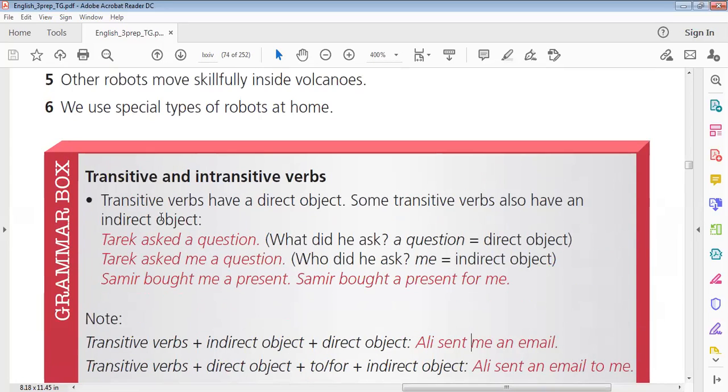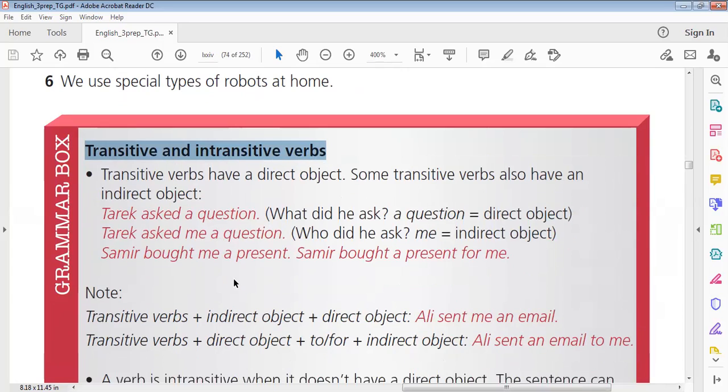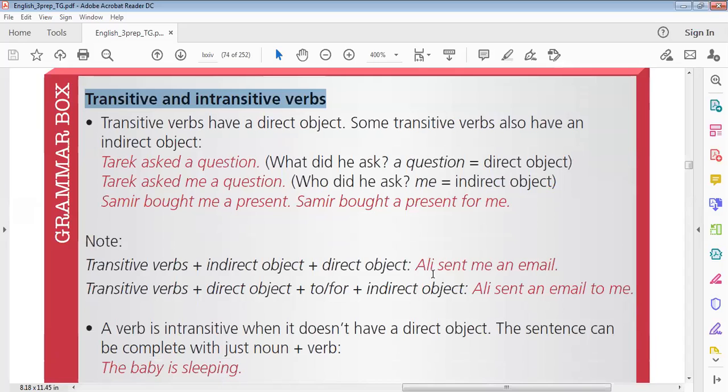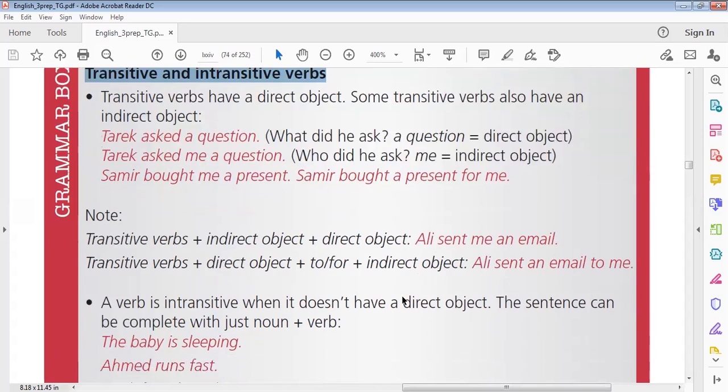So as you see the title, transitive and intransitive verbs, it means that we have a difference between these two types of verbs. The most important one is the transitive verbs. And the point here is that you will change the places of the objects. Samir bought me a present. If you want to change it, it will be Samir bought a present for me. Another example, Ali sent me an email. It will be Ali sent an email to me.